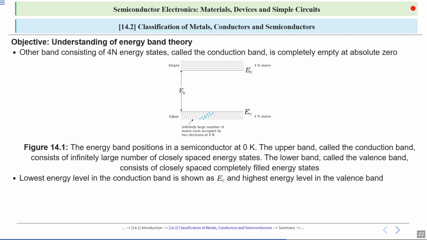In semiconductors, the conduction band and the valence band are energy levels where electrons can move. The lowest energy level in the conduction band is called EC, and it's the minimum energy an electron needs to gain to move from the valence band to the conduction band, allowing it to conduct electricity. The highest energy level in the valence band is the maximum energy an electron can have while still being bound to an atom. These energy levels determine how easily electrons can move, which affects the material's conductivity.